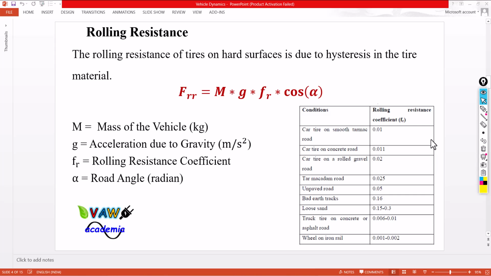Car tire on smooth tarmac road, the value is 0.01. Car tire on concrete road, it is 0.011. Car tire on gravel road, it is 0.02. Likewise, it goes on. So this is the value normally given by the manufacturer. And alpha is a very important term. It's called the road angle, which is in radian.